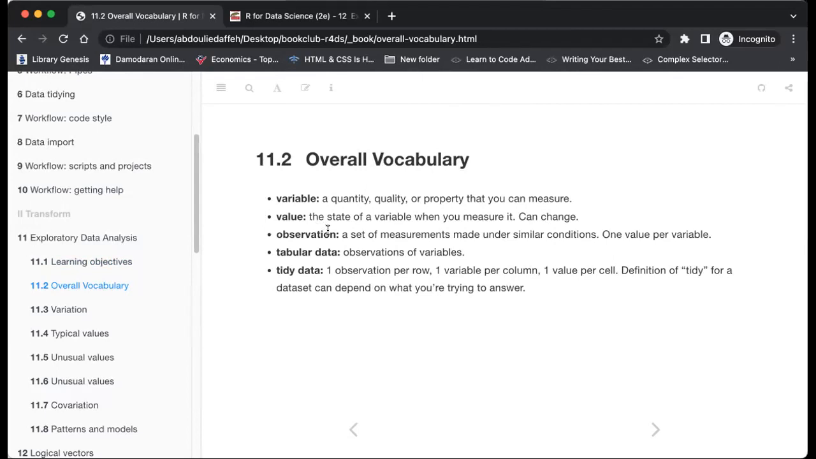One value per variable, like the various observations we have in the data. Like tabular data, observations of variables. Tidy data: one observation per row, one variable per column, one value per cell. So like the definition of tidy boils down to what you want your data to look like, something like this.